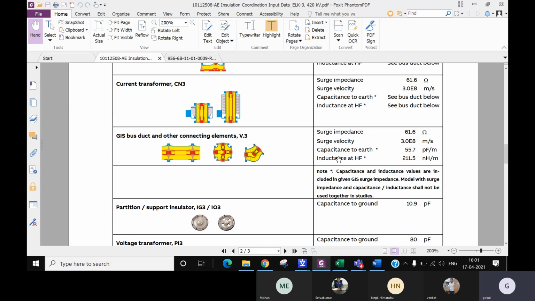Like the bus duct capacitance and inductance, it is the same for the current transformer also. So you can take the L value and the C value, which is in picofarad per meter. Like it's per meter, right? So what you have to do is you should know the length of it.